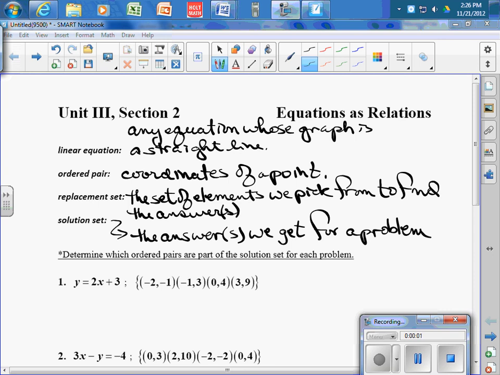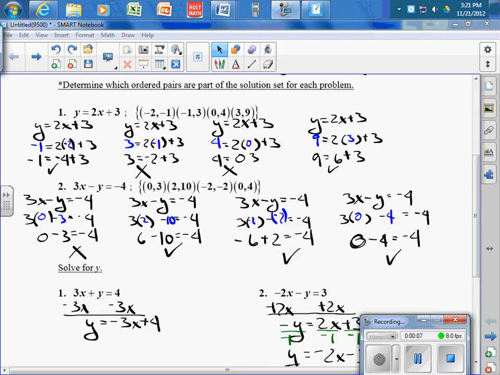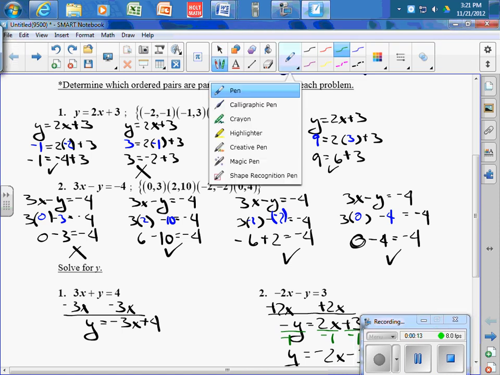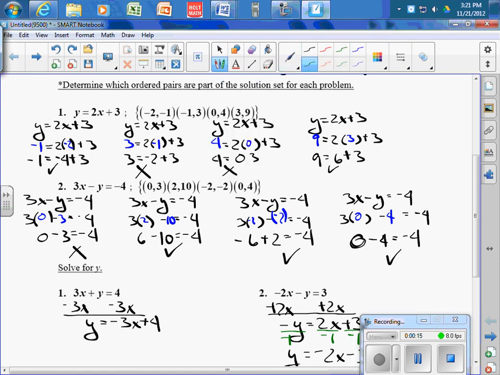In Unit 3, Section 2, we have equations as relations. All right, and then this next set of problems, well, and this is always the case, make sure you read the directions. The directions here say to determine which ordered pairs are part of the solution set for each problem.